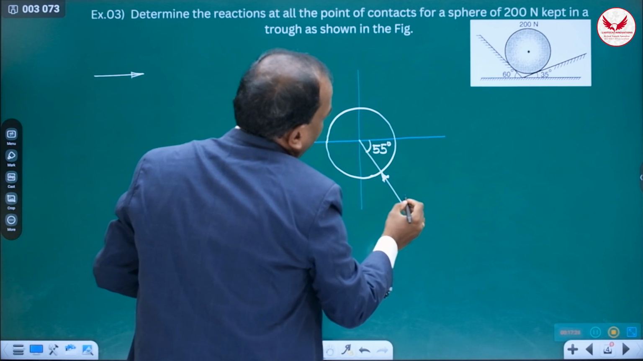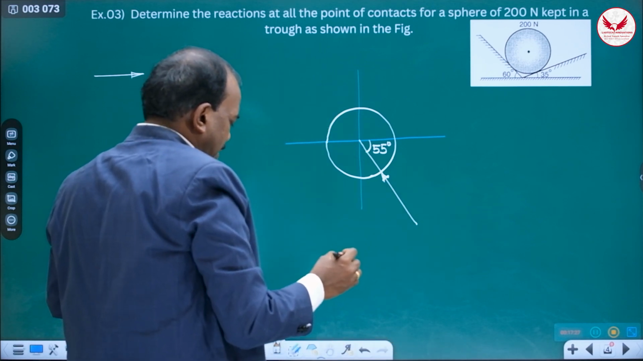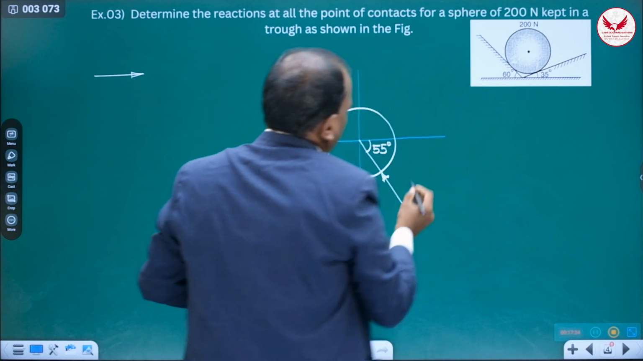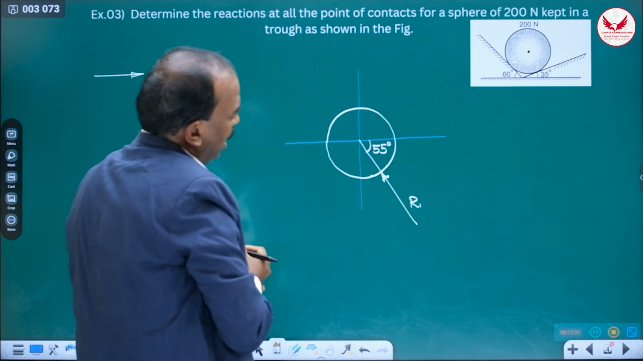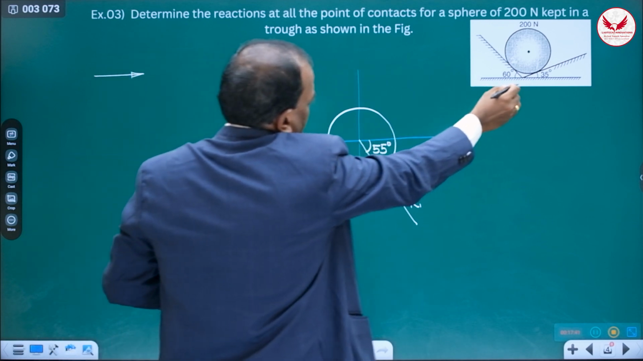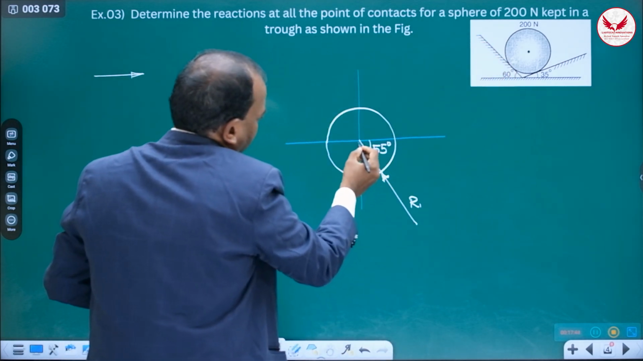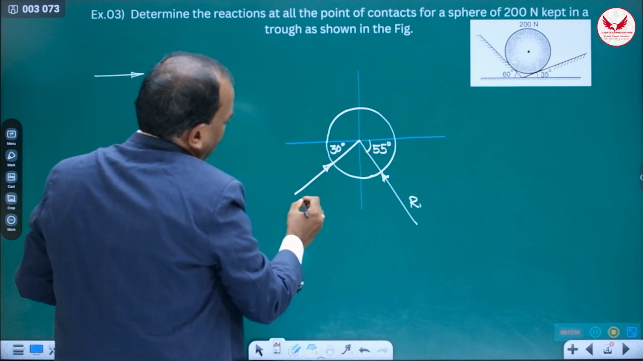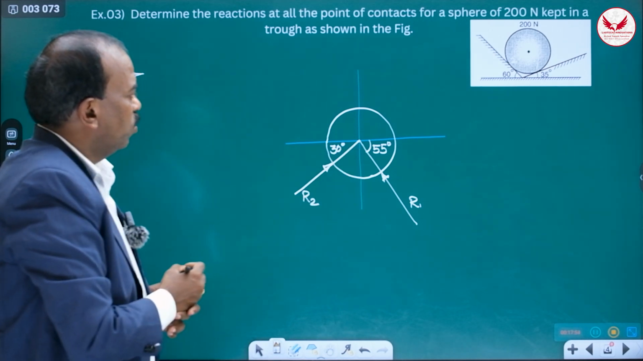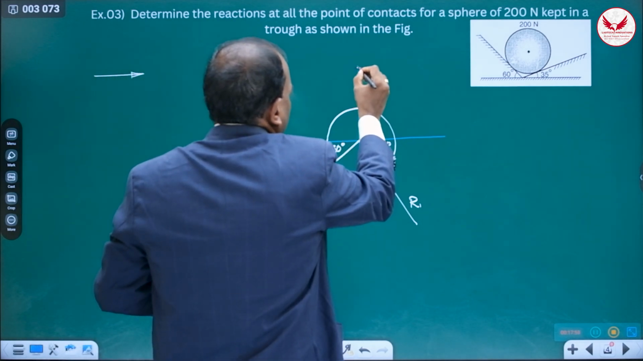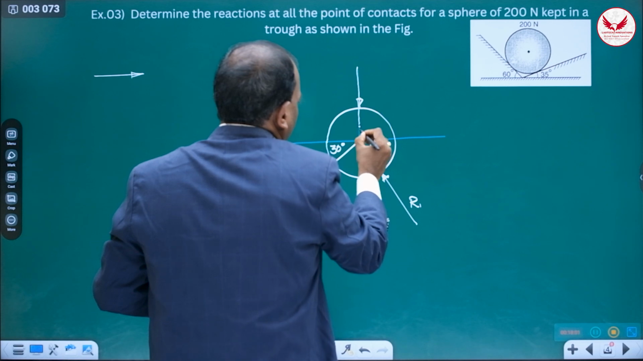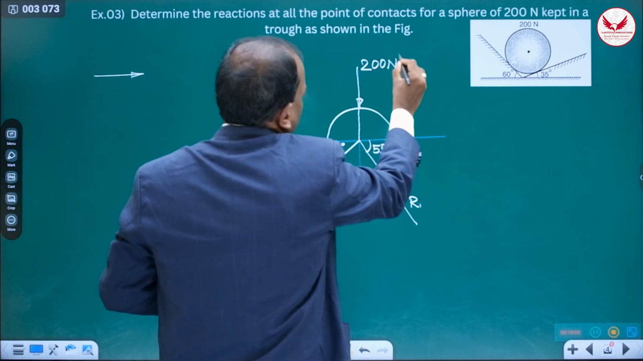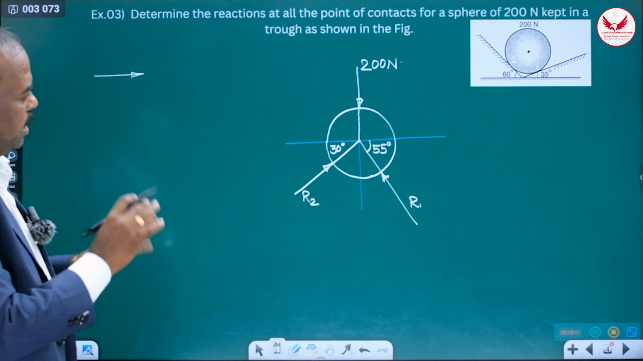degrees, and at this point you can consider it is 1 and it is 2. Let's consider this is R1, reaction at this point. And then similarly, this surface is making a 60-degree angle. Then what will be the angle of the reaction? 90 minus that, it is going to be 30 degrees. So let's consider it is the reaction at point 2. And the weight of the cylinder we can show vertically downward, and again it will pass through this same point of concurrency, and it is going to be 200 Newton.